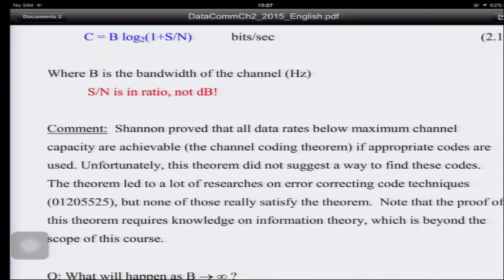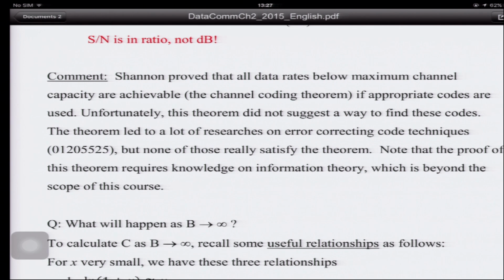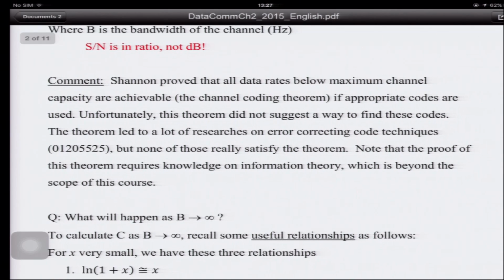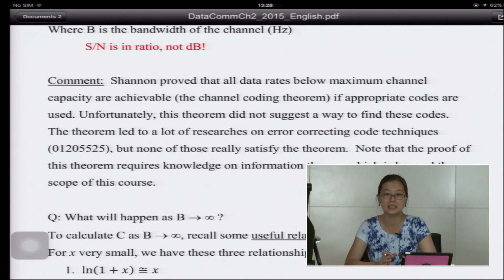Shannon proved that all data rates below the maximum channel capacity are achievable. He proved the channel coding theorem: if appropriate codes are used, you can get the maximum channel capacity. However, his theorem didn't tell you a way to find the codes. So there are a lot of researchers who try to find suitable codes that can give you the maximum channel capacity.